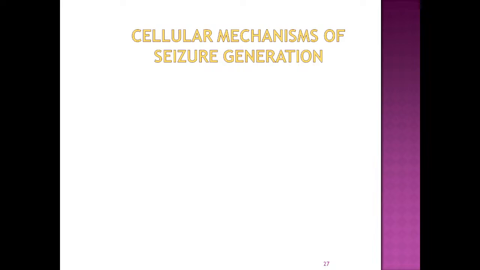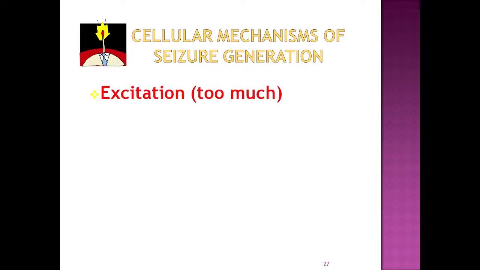Some very basic phenomena that could happen are too much excitation. What could be involved in too much excitation? Yes, excitatory neurotransmitters like glutamate, aspartate. What else? Neuronal excitability is executed by depolarization, which happens due to which channels? Sodium channels. So, flow of ions through sodium or calcium channels.